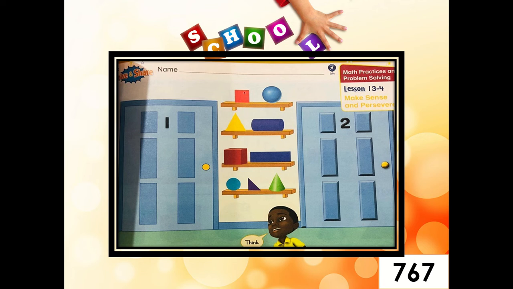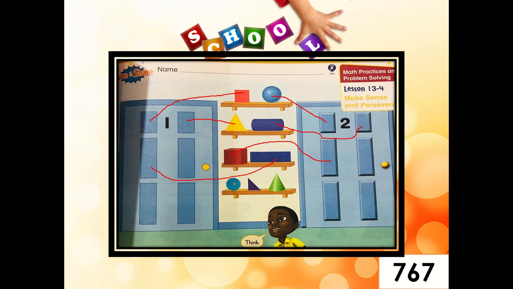Let's have this shape, the square. Where will you put the square, KG? Okay, in number 1. How about the sphere? Very good. Number 2. How about this triangle? We will put it in number 1. And this cylinder? Okay, in number 2 also. How about the cube? Yes, in number 2. And the rectangle? Yes, in number 1.